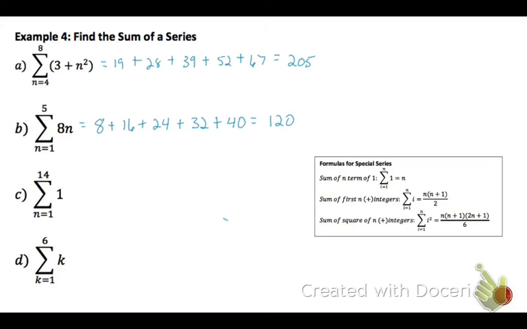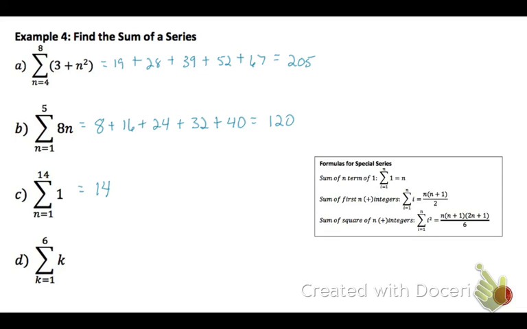C is a special kind of series. Notice that we are just taking the number 1 and adding it 14 times. So that would just give us that top number, 14. Over in the right-hand box, you can see the formulas for these.